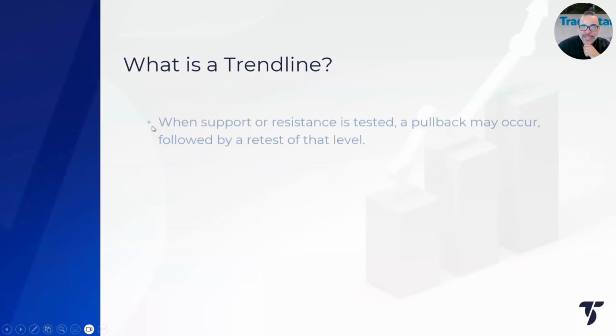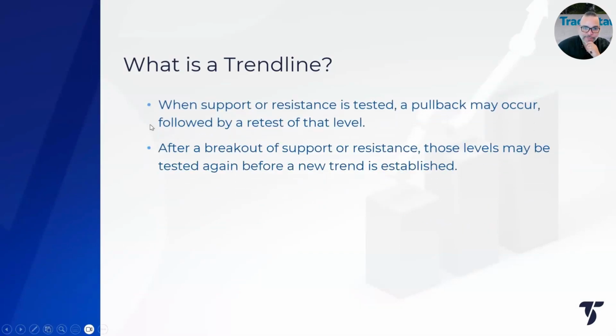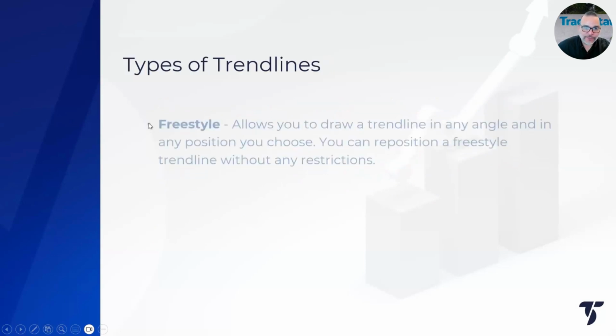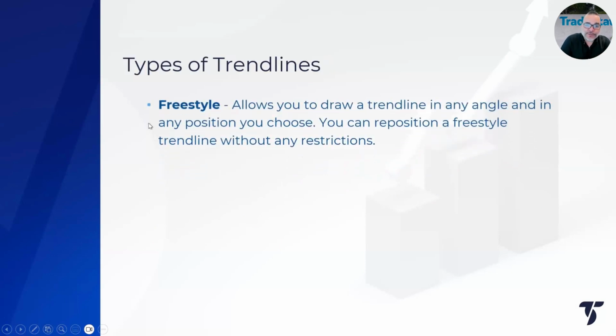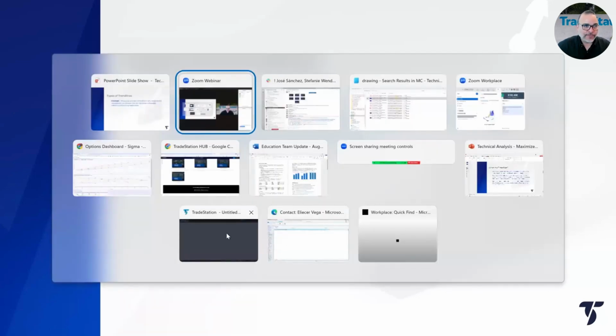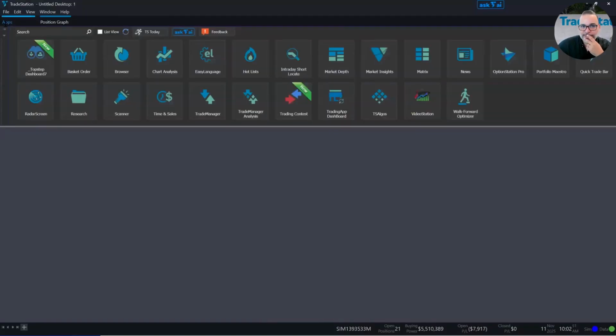So let's go ahead and take a look at the types of trend lines that are part of the TradeStation platform. First, freestyle allows you to draw a trend line in any angle and in any position you choose. You can reposition a freestyle trend line without any restrictions. So let's talk about freestyle and how you can draw it on TradeStation. Let me switch over to my TradeStation platform and open up a chart analysis.